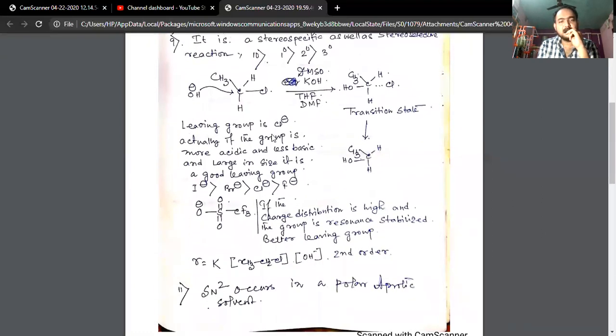What happens? The leaving group is here. It is Cl minus. Now if the leaving group is large, the reaction will occur fast. So I minus will favor the reaction, then Br minus, then Cl minus, then F minus. You can see also here, I have written here, leaving group is Cl minus. Actually, if the group is more acidic and less basic and larger in size, it will act as a good leaving group. I minus has a larger size than Br minus, then Cl minus, then F minus. So the reaction occurs fast.